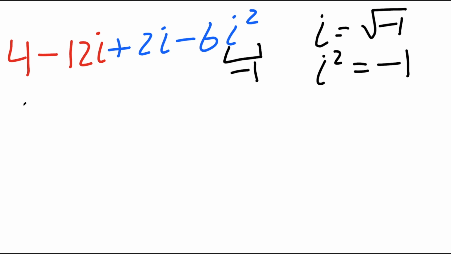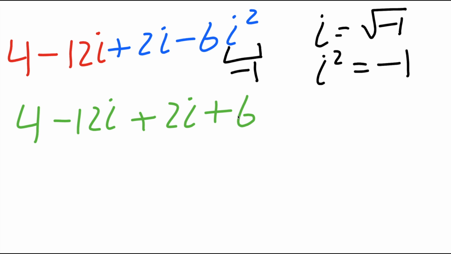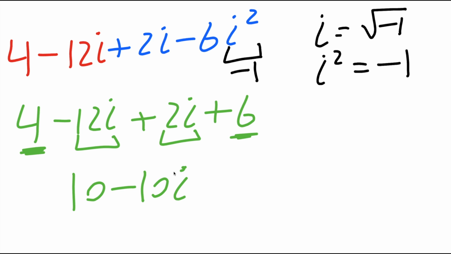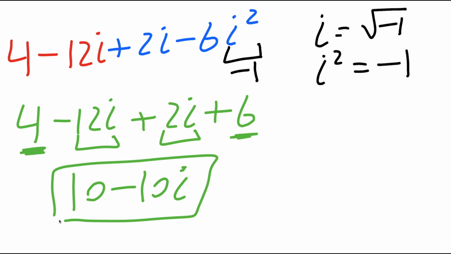So let's just rewrite this. So we have 4 minus 12i plus 2i, and a negative 6 times a negative 1 is a positive 6. At this point, all we have to do is combine like terms, so 4 and 6. So 4 plus 6, we get 10. Negative 12i plus 2i, we get negative 10i. And this right here is our final answer. We can box it in.